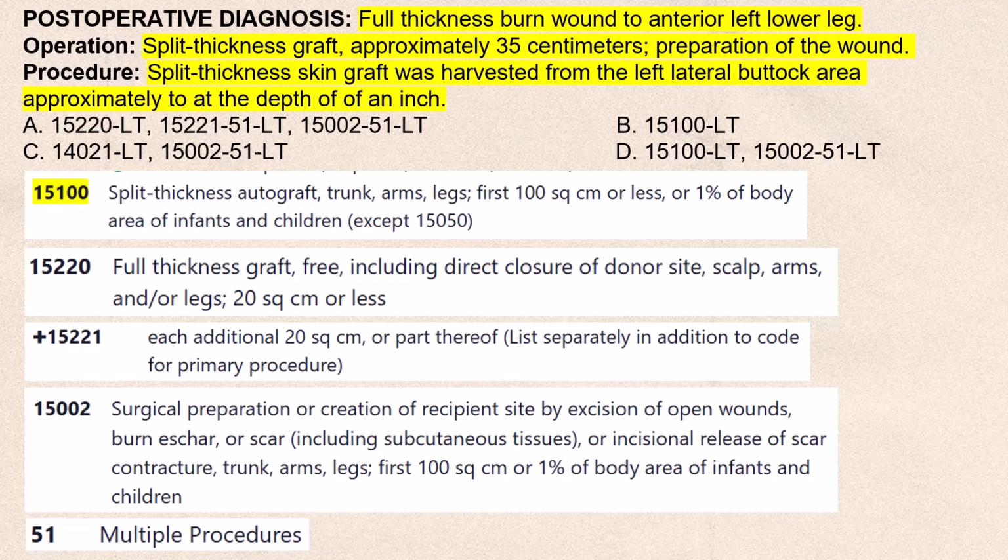Then let's check the code for the donor site preparation, that is 15002, surgical preparation or creation of recipient site by excision of open wounds, burn eschar, or incisional release of a scar contracture, trunk, arms, legs, first 100 square centimeters or less. So this is less than 35. So the second code will be 15002. So the correct answer will be answer D.